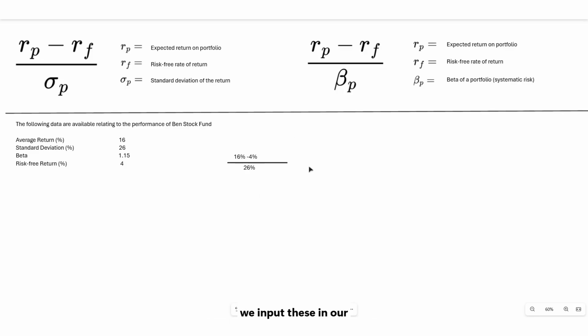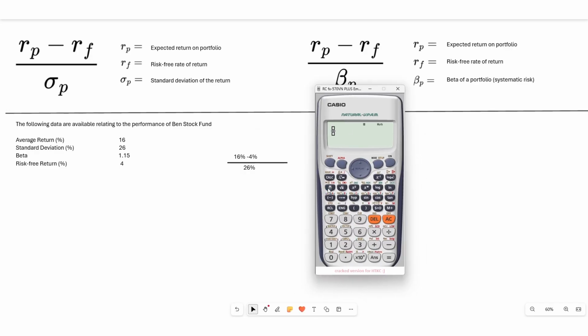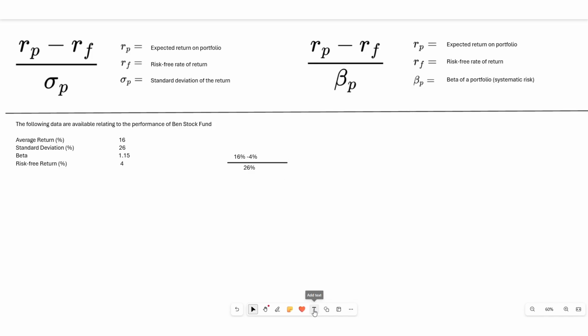If we input this in our calculator, we have 0.16 minus 0.04 divided by 0.26. So our Sharpe ratio, our Sharpe measure, is 0.4615. That's the Sharpe ratio or the Sharpe measure.